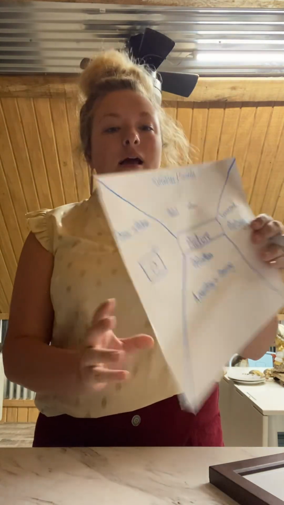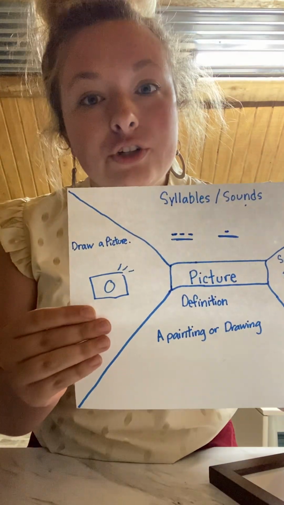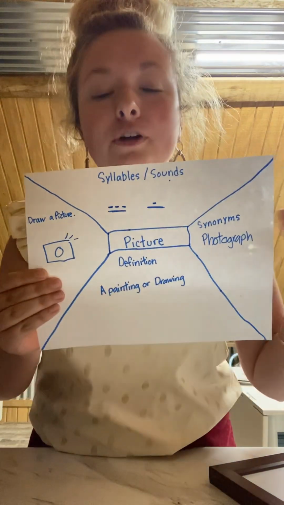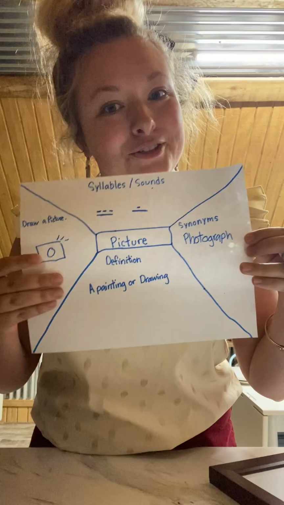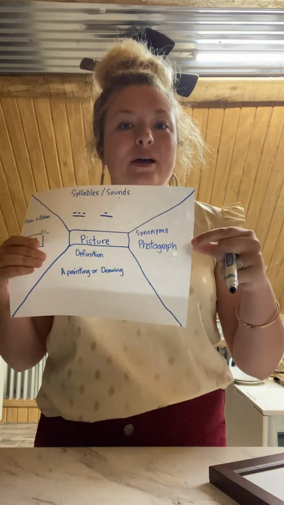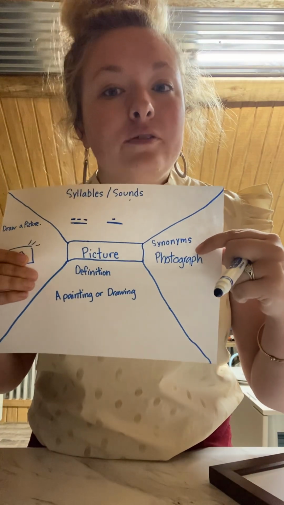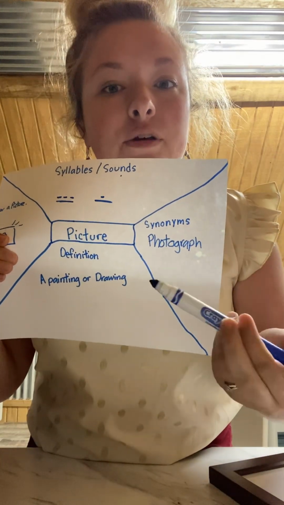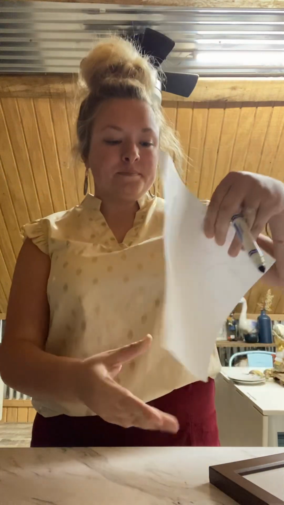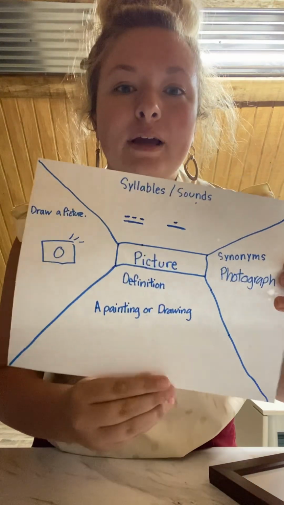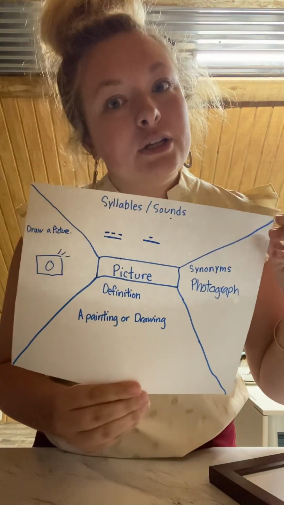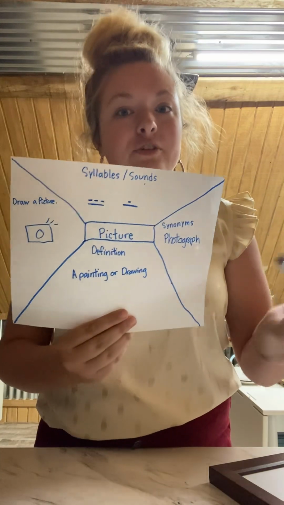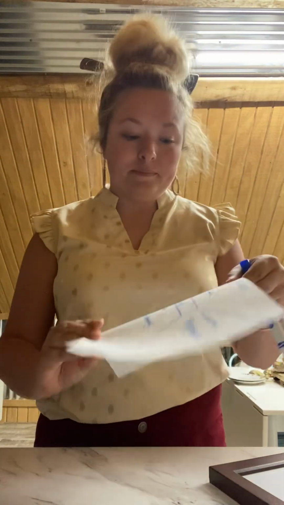Next, I will have students draw a picture. Now students can draw anything. I chose to draw a picture of a camera, because cameras take pictures. Next, I will ask students to identify a few synonyms, or you could do antonyms. And I chose photograph for picture. And lastly, I will ask students to give the definition of the word picture. And there are many definitions of picture. I put a painting or a drawing.